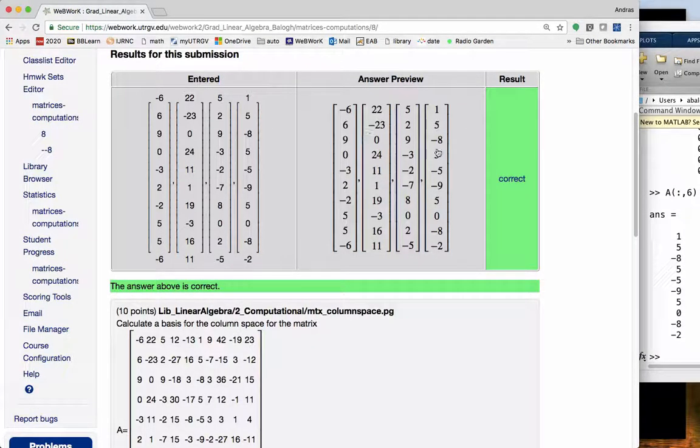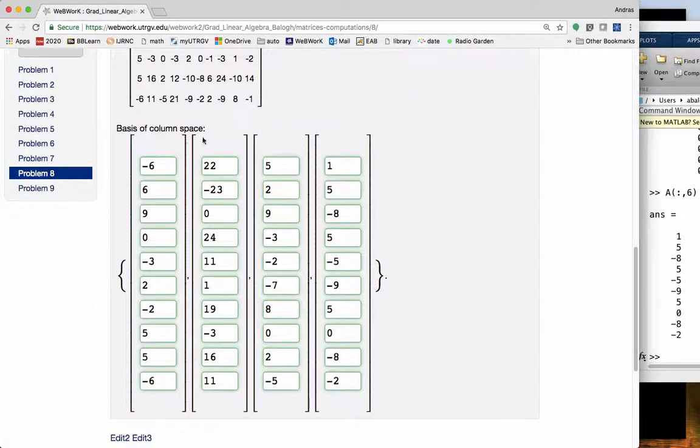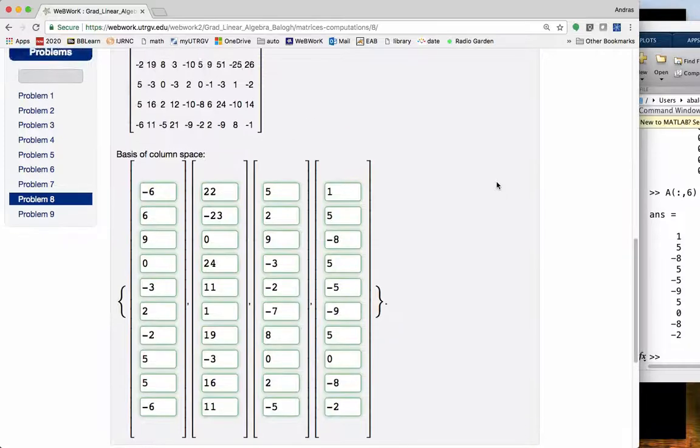And this doesn't do an entry by entry comparison since you can have different bases. It actually does a basis comparison.